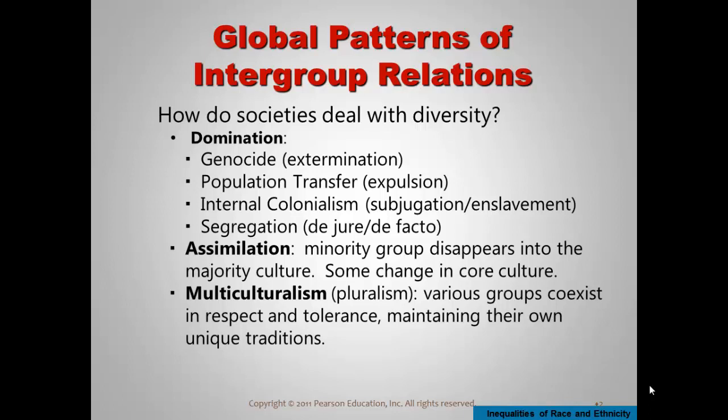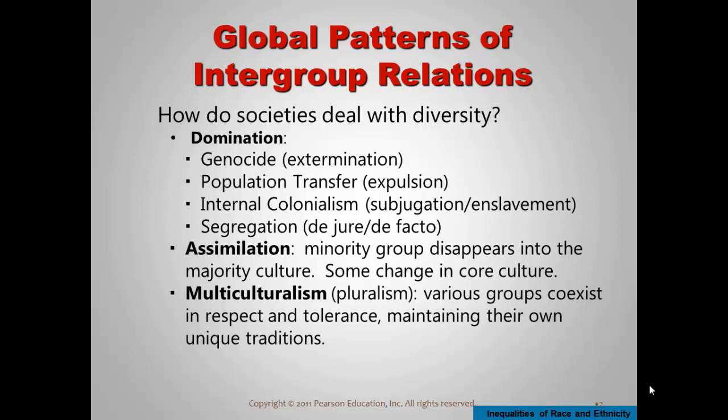Another way that a society might deal with diversity is known as assimilation, and this is where the minority group disappears into the majority culture totally. There may be some change in the core culture because of this assimilation of the minority group, but really the minority group just goes away. It no longer exists, and it's assimilated into the majority culture. The quote on the Statue of Liberty, "Give me your tired and your poor, your wretched refuse, yearning to breathe free," kind of represents the notion that America, well, we refer to it as a melting pot, and so everybody joins in and they become Americans, and we're all the same after that. If that were only the case, but that's sort of the theory of America.